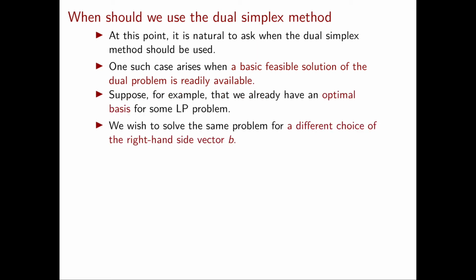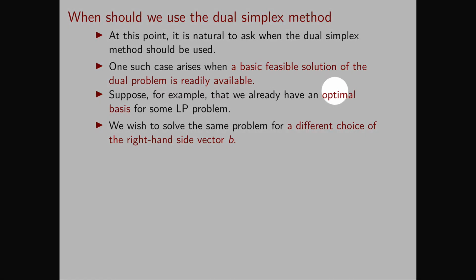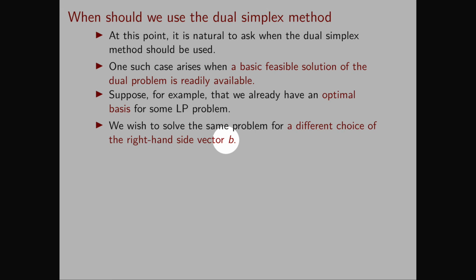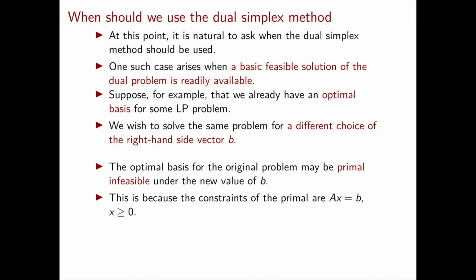A very important setting where it happens that we have a basic feasible solution of the dual problem arises in the following situation. Suppose that we have solved a linear programming problem, so we have an optimal basis for it. Now let's assume that we want to solve the same linear programming problem but with a different right-hand side vector b. Now the optimal basis for the original problem could be primal infeasible under the new right-hand side vector.